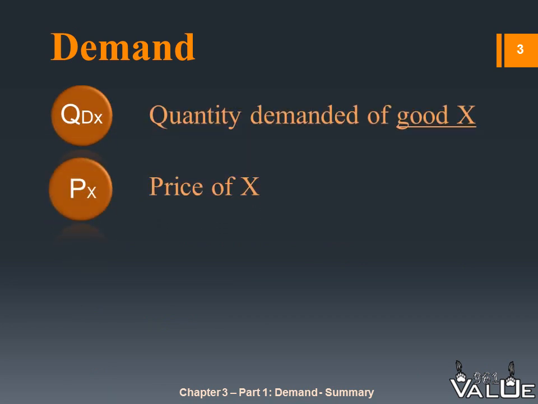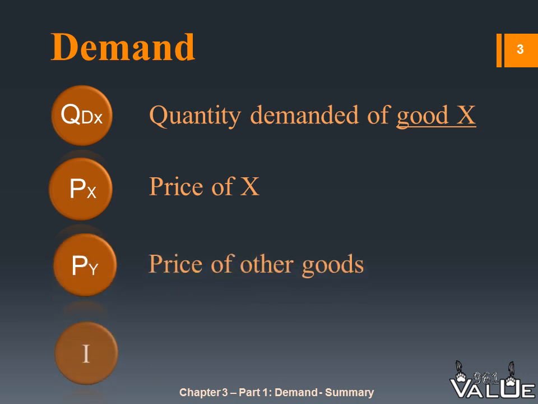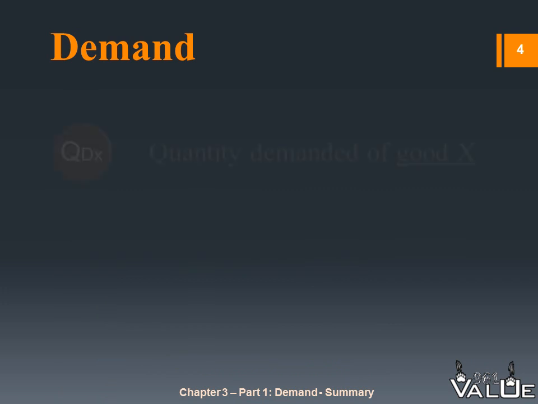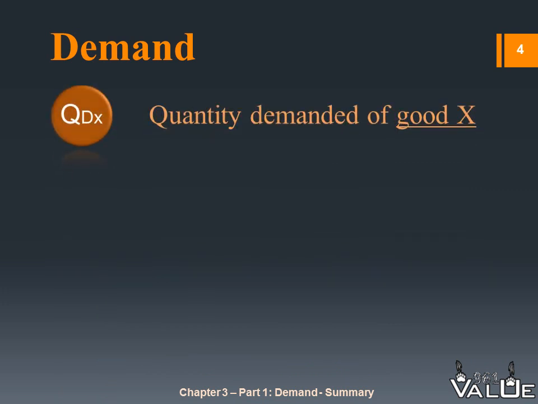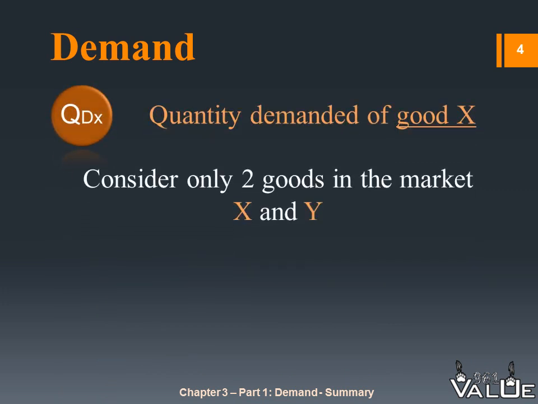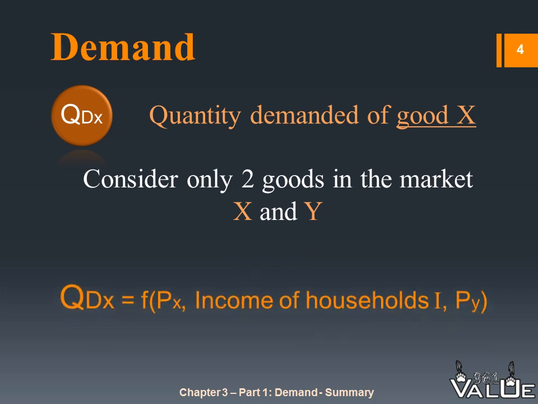PX is the price of X. PY is the price of other goods. I is the income of households. Let's start with QDX. You shall consider only two goods in the market, X and Y. QDX is a function of PX, income of household I, and PY.